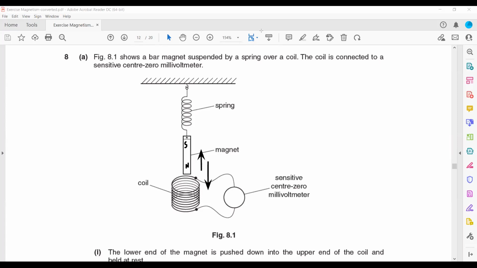And because the magnet is continuously changing direction, what happens to the reading of this sensitive ammeter? It won't stay constant, it will continuously change, because the direction of the current is changing. If the magnet is moving down, the needle deflects towards the right. If the magnet is going up, the needle will deflect left. Why? Because the direction of induced current depends on the direction of the movement of the magnet.